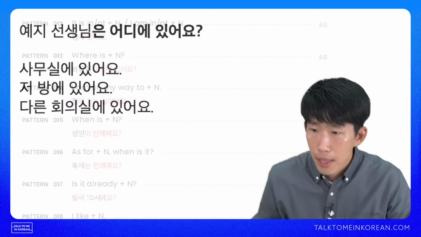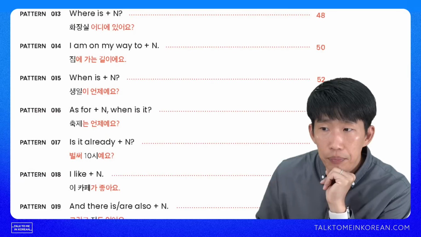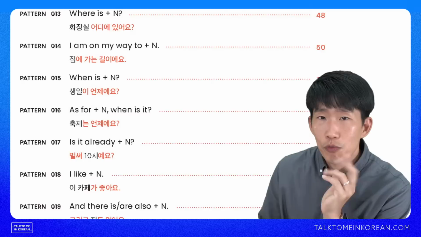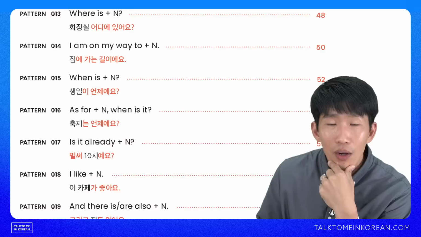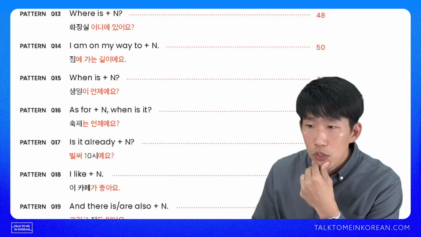And then, 생일이 언제예요? When is your birthday? 축제는 언제예요? When is so-and-so? So we're differentiating between so-and-so 이 or 가 언제예요? And so-and-so 은 or 는 언제예요? It's related to the difference between 은 and 이/가. So we have pattern 17, 벌써 so-and-so 예요.